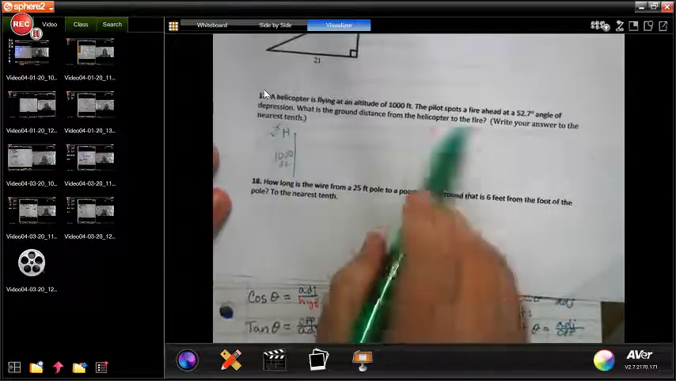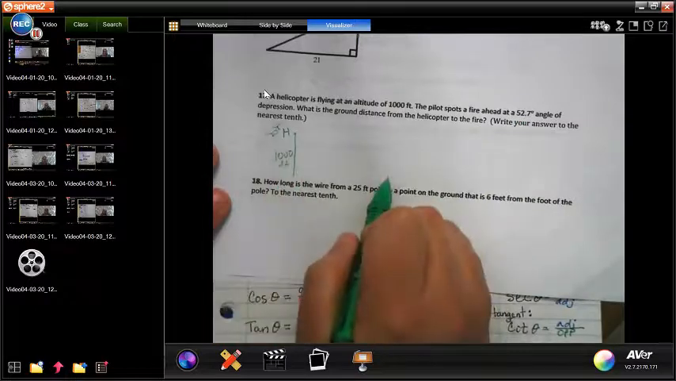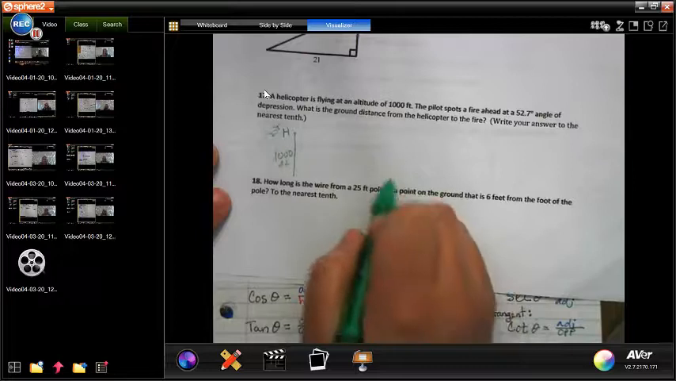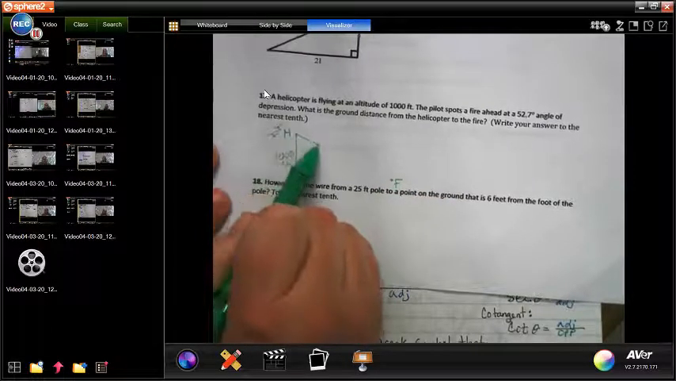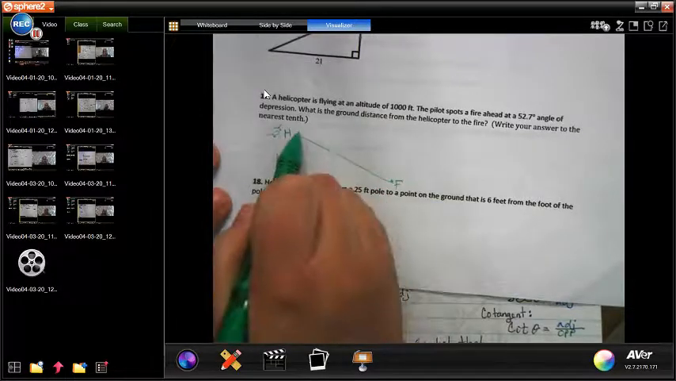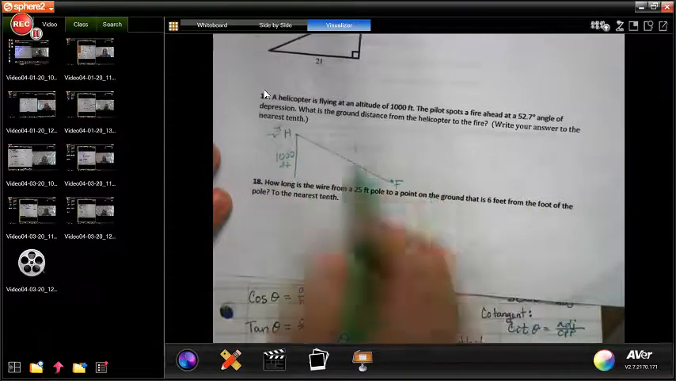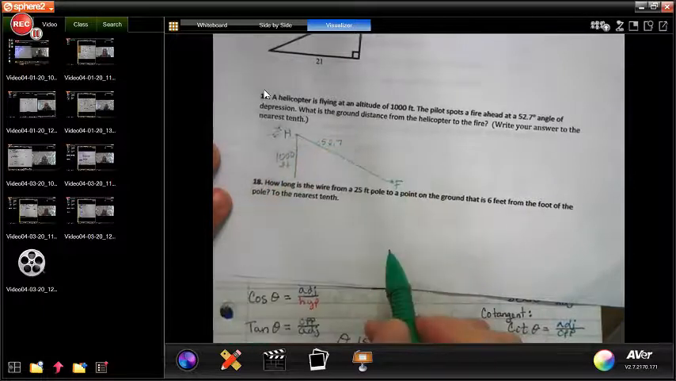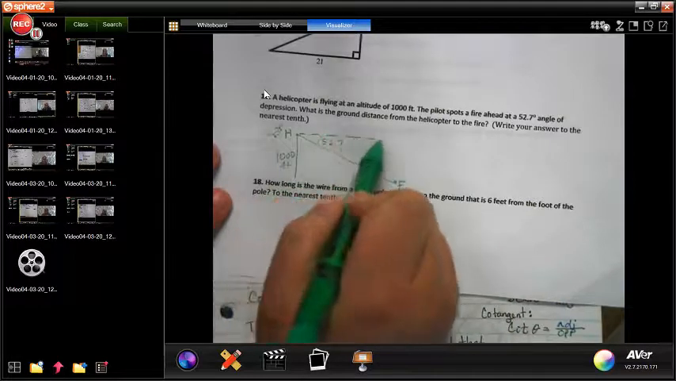The pilot spots a fire ahead at a 52.7 degree angle. So my fire is right there. The helicopter is looking at the fire, so that's called line of sight. And if you remember, angle of depression goes down from the top. So this is 52.7. Let me extend this a little bit more.